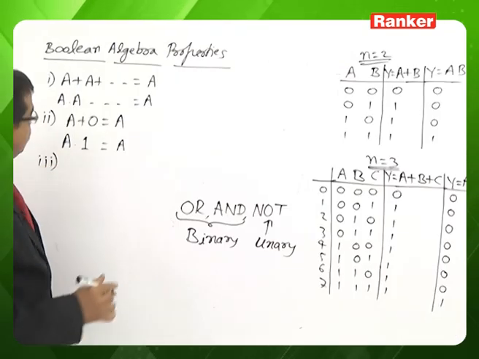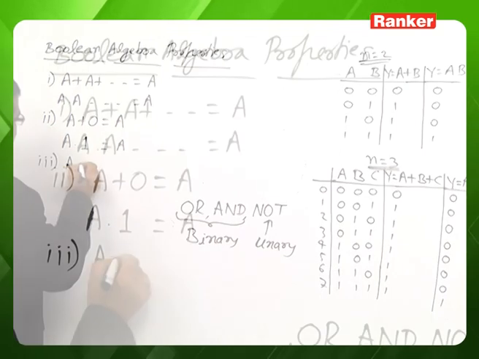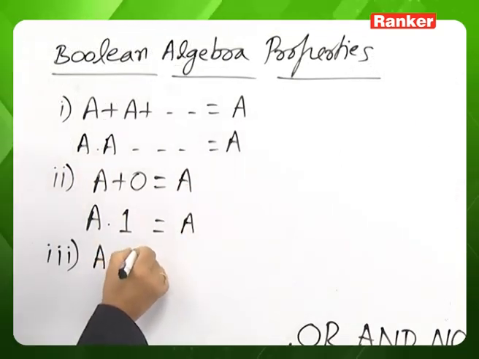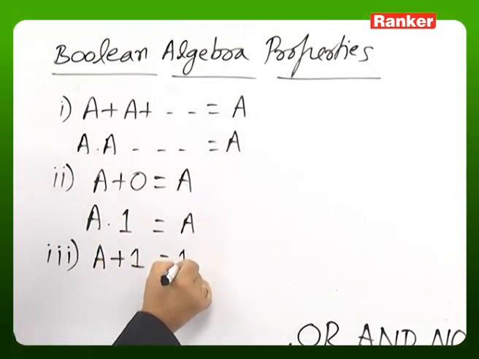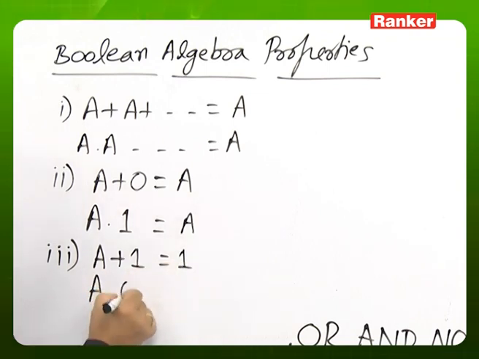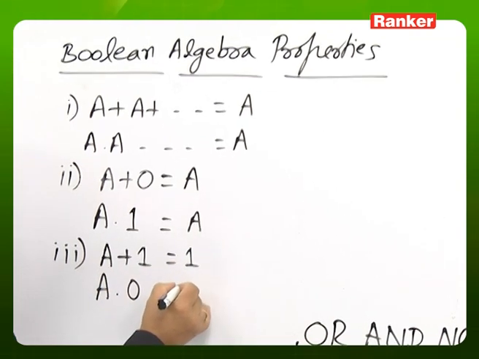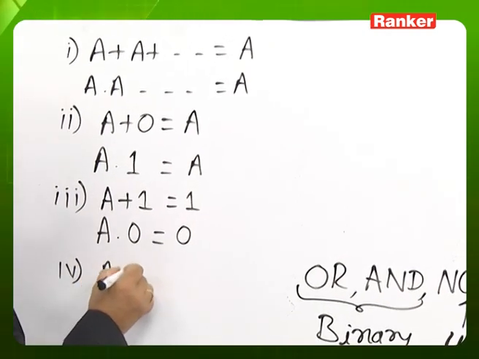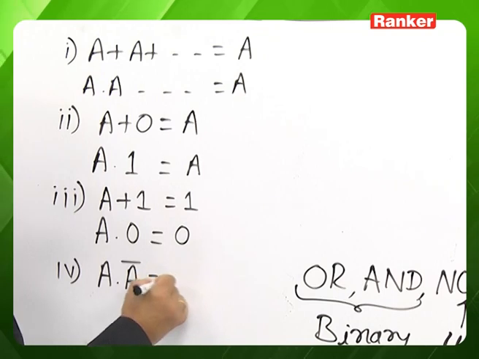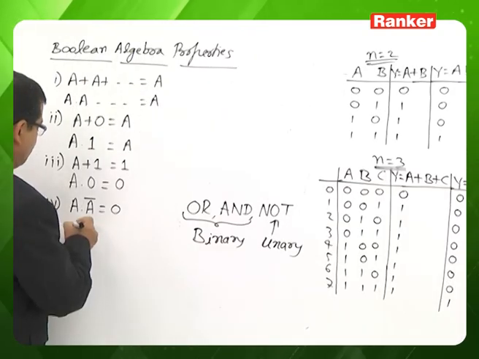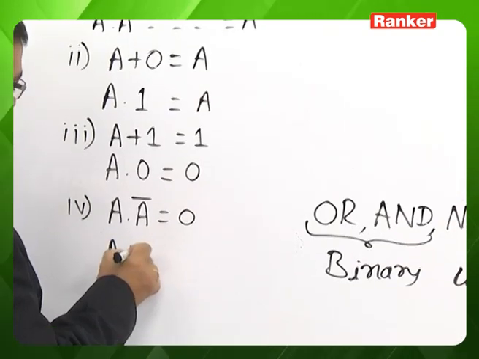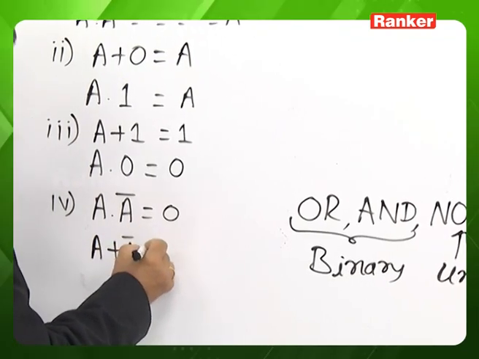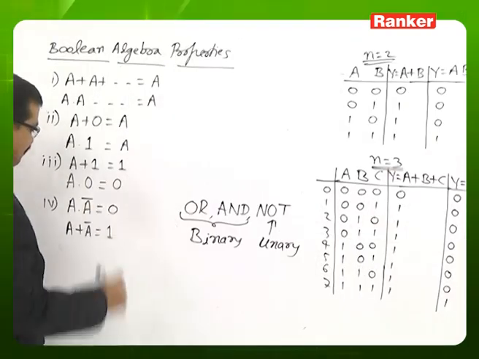If A is having OR operation with a Boolean constant 1, it is 1. If A is having AND operation with a Boolean constant 0, it is 0. If A is having AND operation with its complement, it is 0. If A is having OR operation with its complement, it is 1.